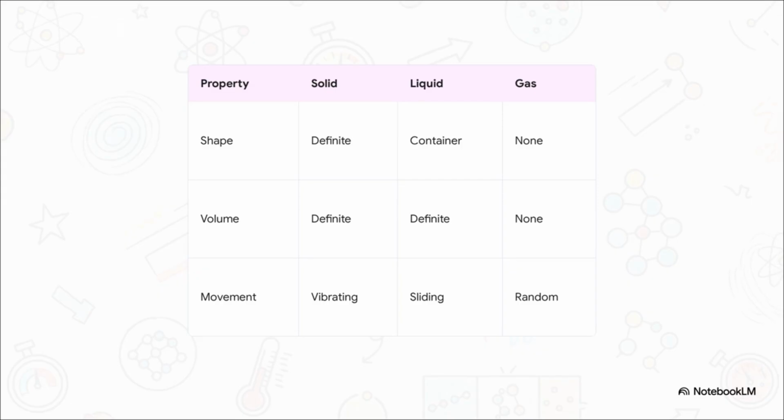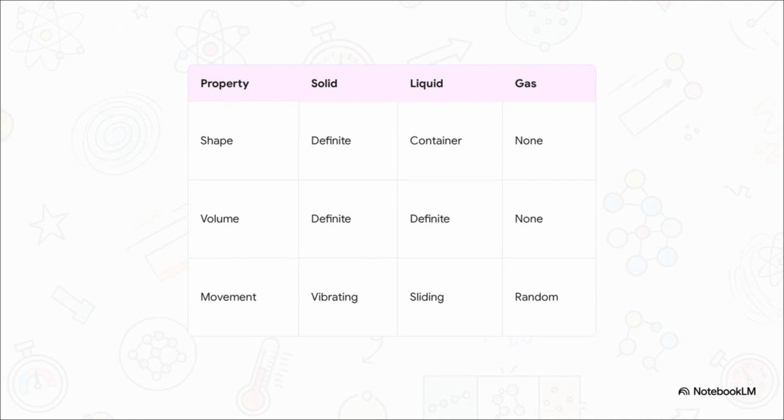Look at solids. Their particles have a definite shape and volume because they vibrate in these fixed, tightly packed little positions. That absolute rigidity is exactly why solids are the only materials that can serve as vertical, load-bearing structures.